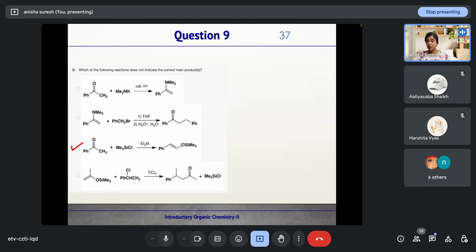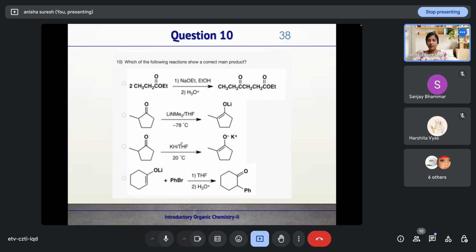So when we see, this was the reaction which involved the wrong main product. So this is the right answer in question 9. Clear? Any doubts? No, ma'am. Okay. Now coming to the next question.